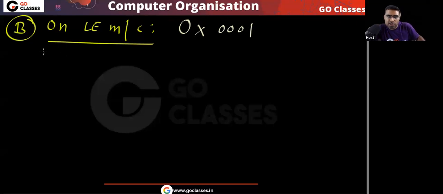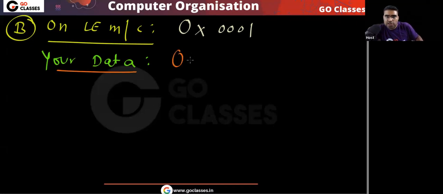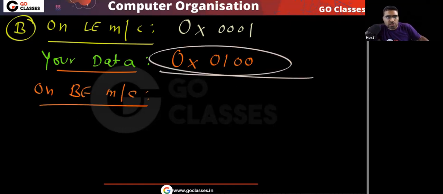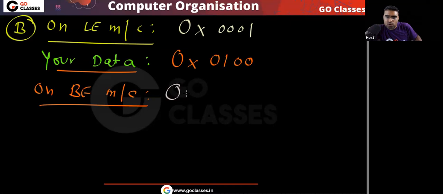So tell me, what is your data on the little Endian machine? Your data is actually this. On the big Endian machine, if you store this data, what will it look like? It will look like the same.